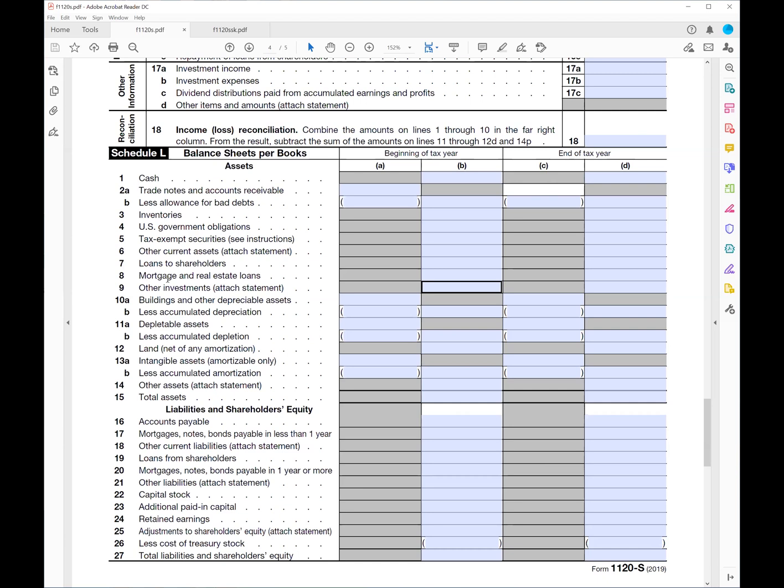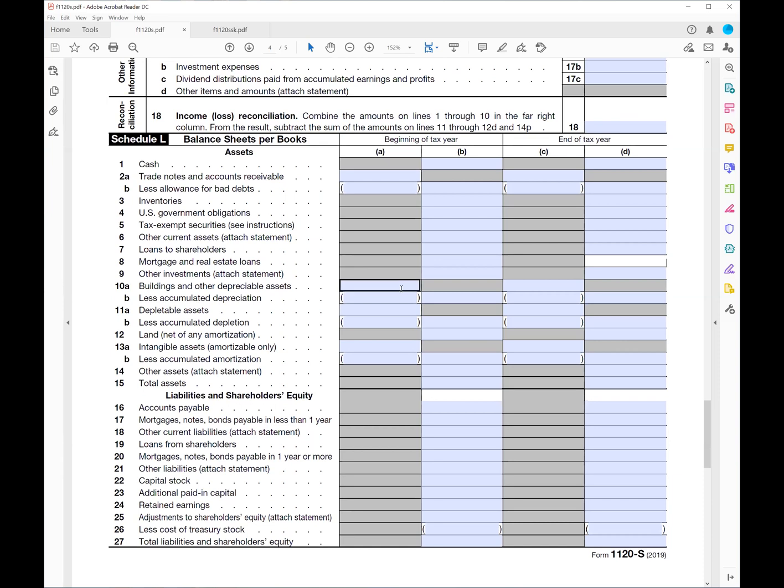The other one that's important is mortgage and real estate loans. Well, let's say loans to shareholders first. If the loans to shareholders are increasing, that's money coming out of the entity, and it's basically obligations that the shareholders owe to the business. Not always a bad thing, but just be aware of it. Mortgage and real estate loans: if this goes up a considerable amount from the start of the year to the end of the year, it could indicate they bought something that year. If it goes down, it could indicate they sold something.